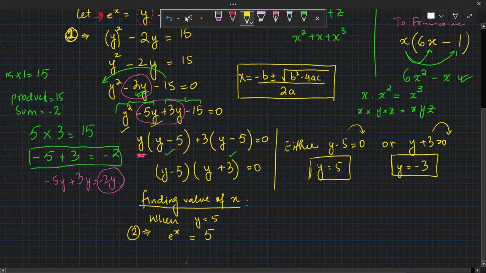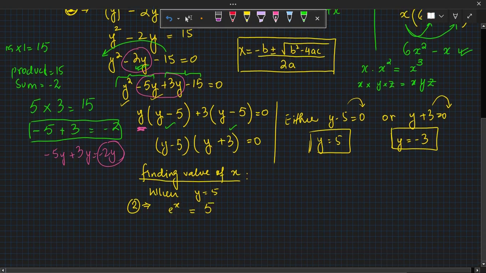What can we do? Either you write it in log form, where you keep e as the base. You remember how to convert the argument to the value and the value to the argument. I've been explaining this concept as well. So the base will remain the base of the log, and this power will become the value, and this value becomes the argument. Clear? Yes, sir.